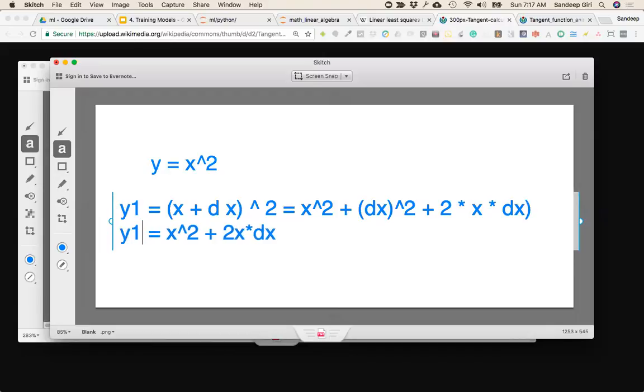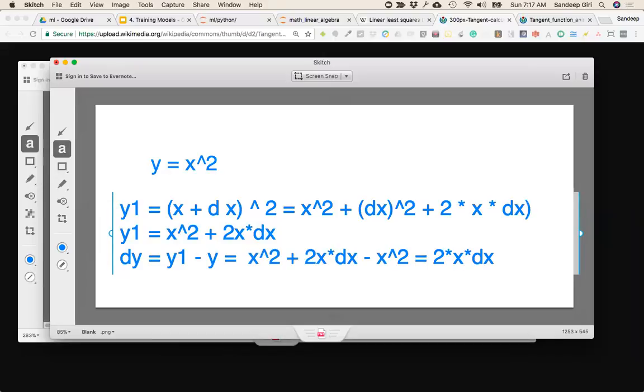And how much had y changed? So delta y is equal to the new value of y minus the old value of y. Minus what was the old value of y? X square, correct? So this is going to be 2 into x into dx, right? So dy by dx is equal to 2 into x. Is it clear now?